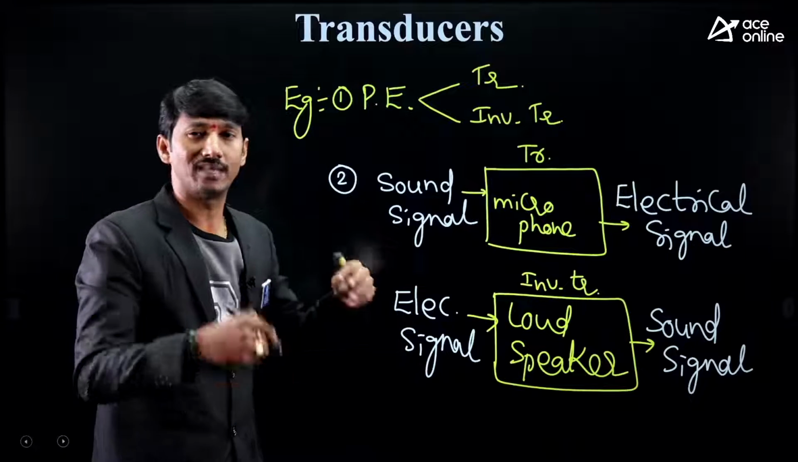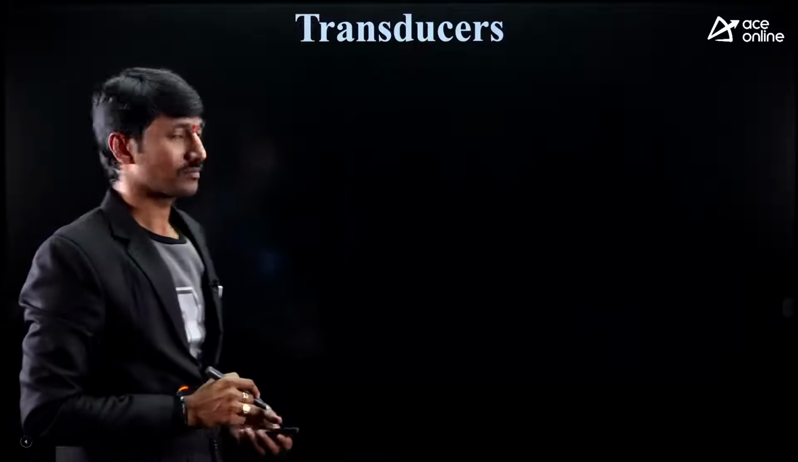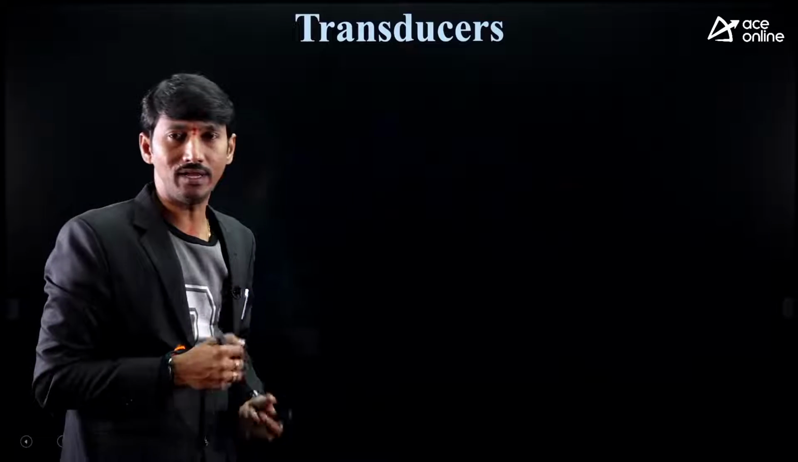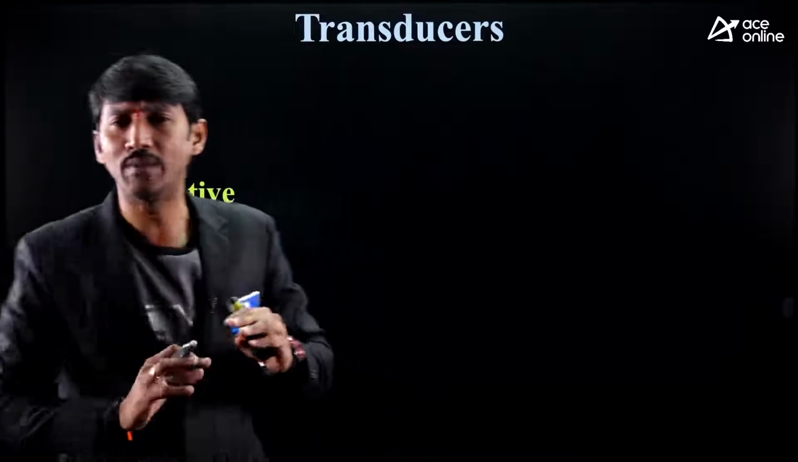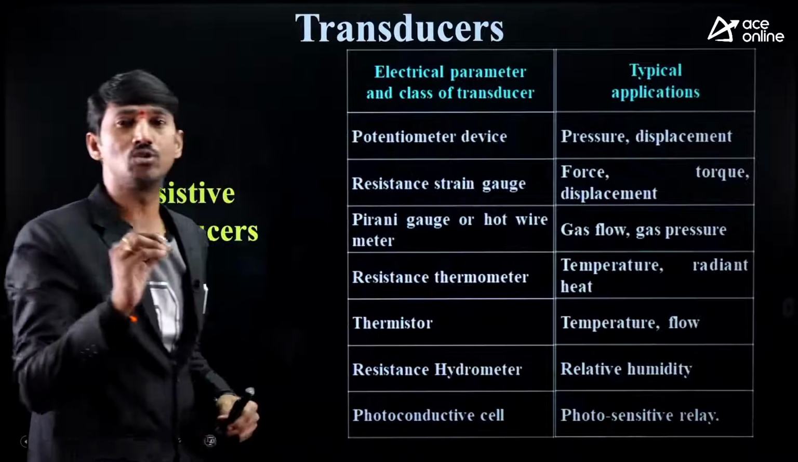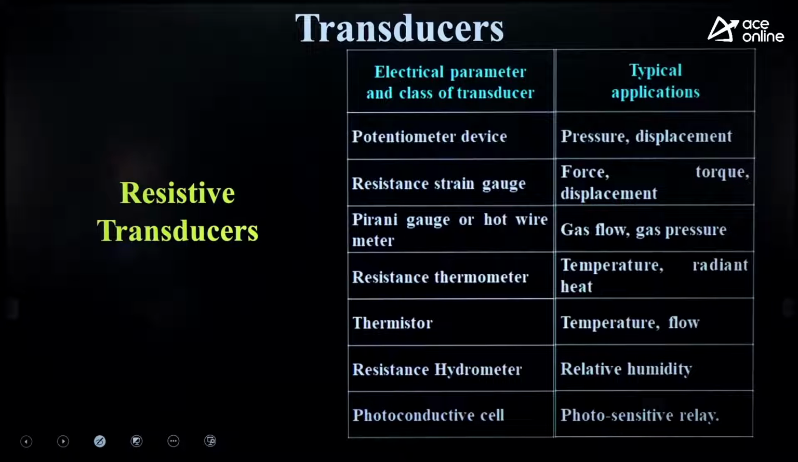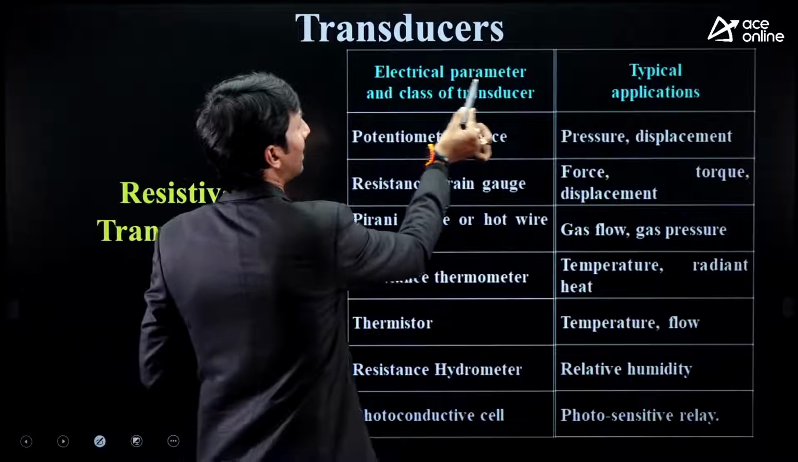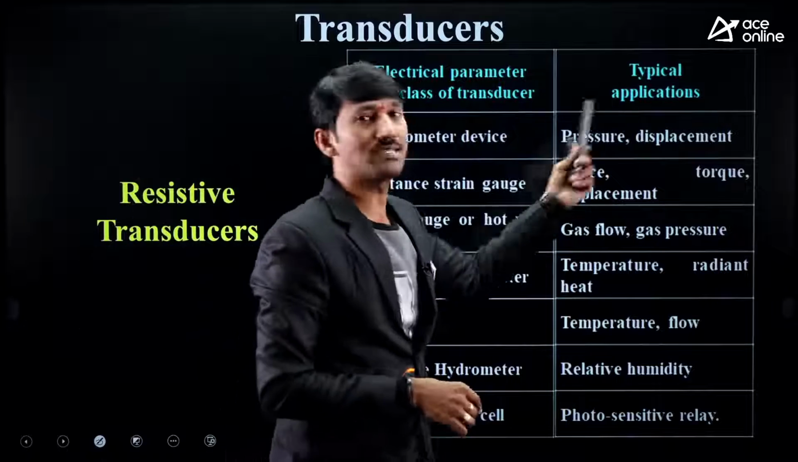So based on this, let us have some questions. Be clear. Before taking the questions, I'm giving the corresponding transducers list, then we'll take the questions. It will be more clear. Whatever resistive transducers are available, I'm going to show everything. These many types of resistive transducers are there. I'm moving aside; you can observe this clearly. These are the corresponding electrical parameters, the class of transducer, which type of transducer, and here what is its application.